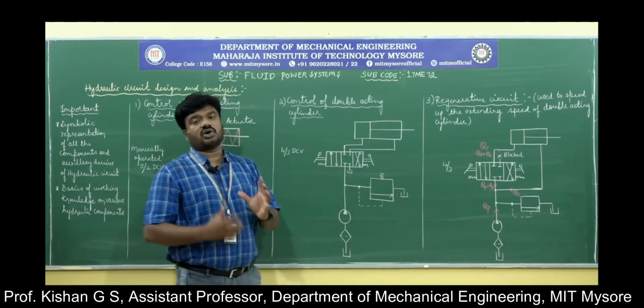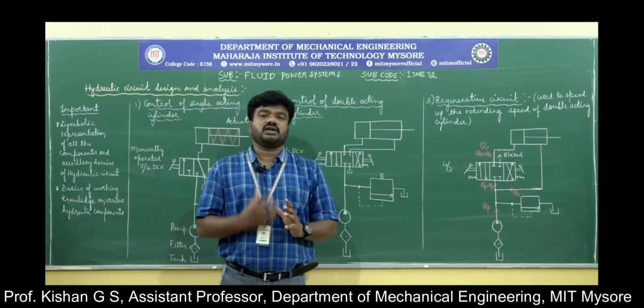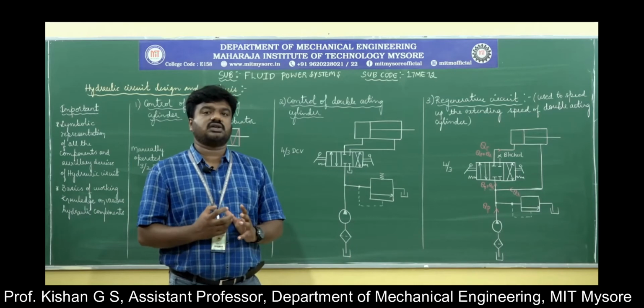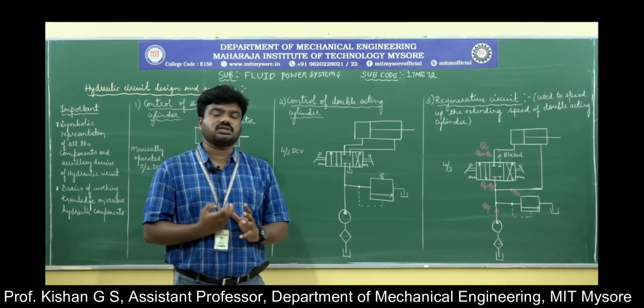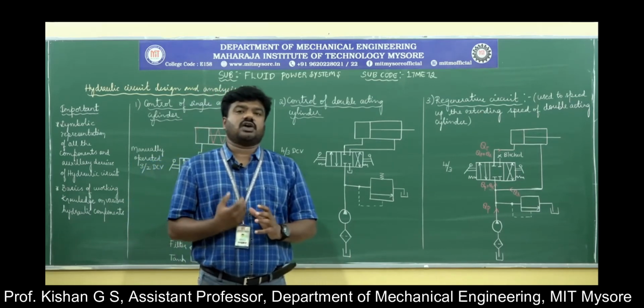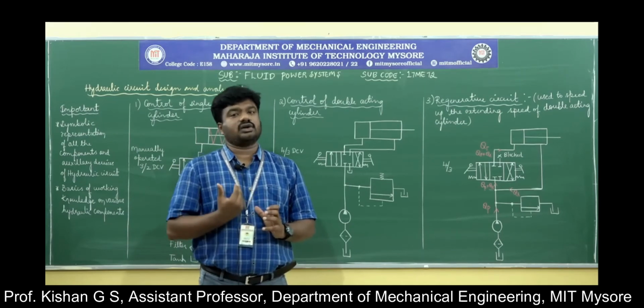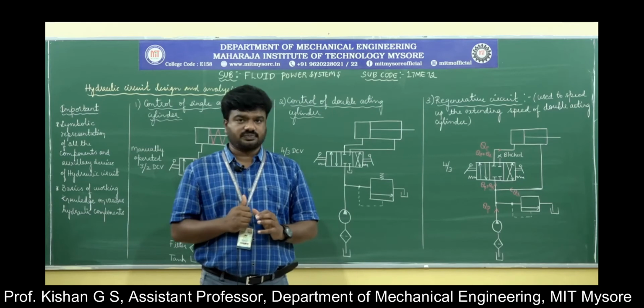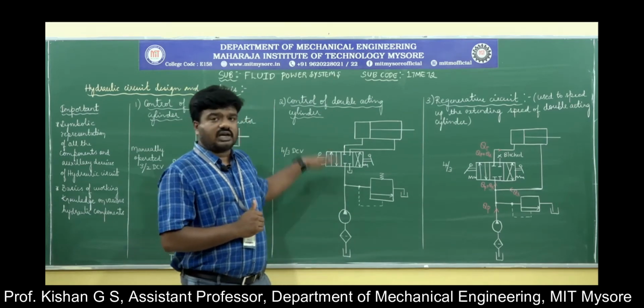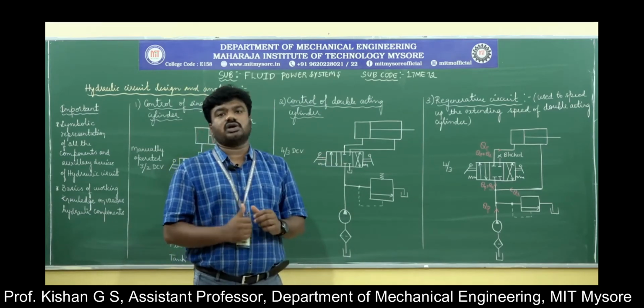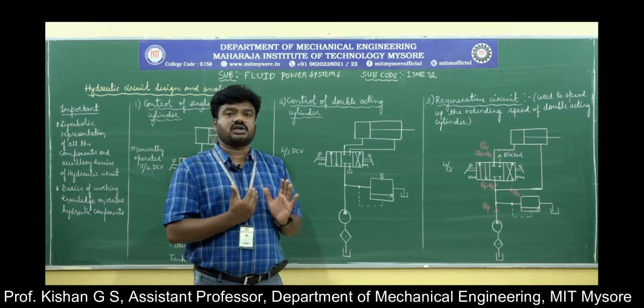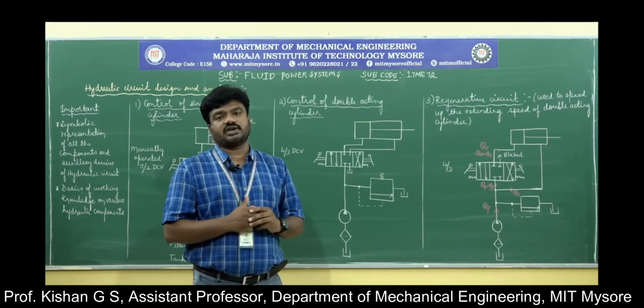So this is how you control the double acting cylinder. The difference between single acting and double acting is that in single acting, we control only the extension. The retraction is by some other means, like spring assistance as here. Whereas in the double acting cylinder, you control both the extension and retraction by the use of pressurized fluid.